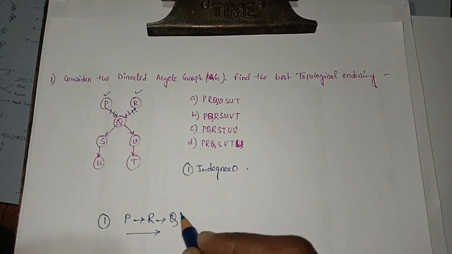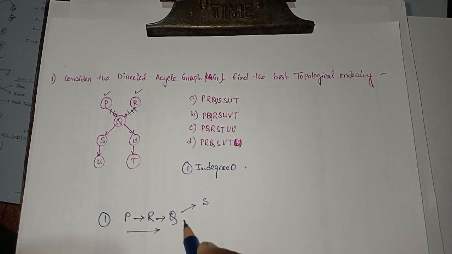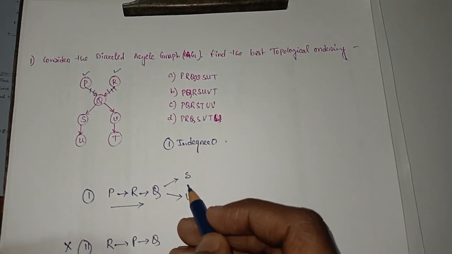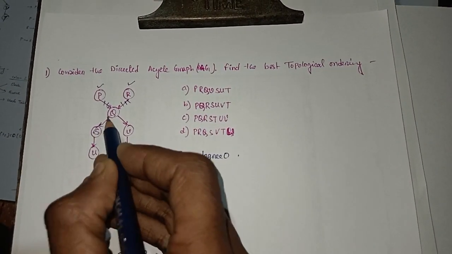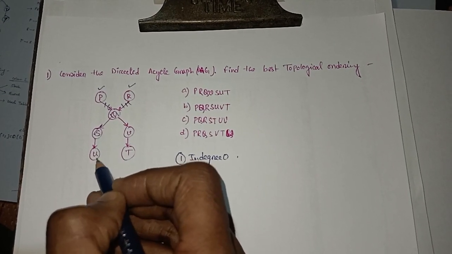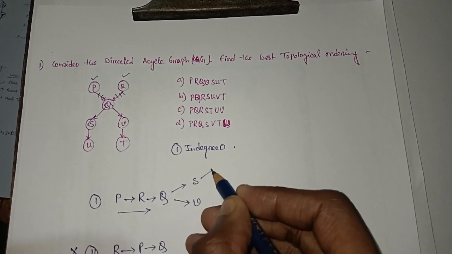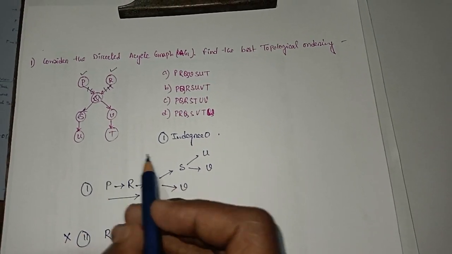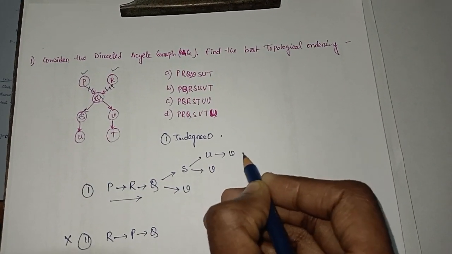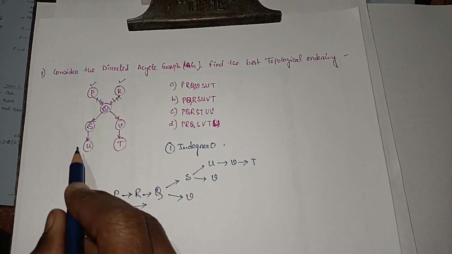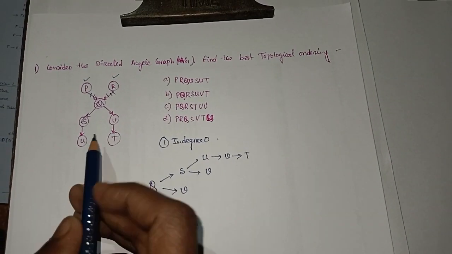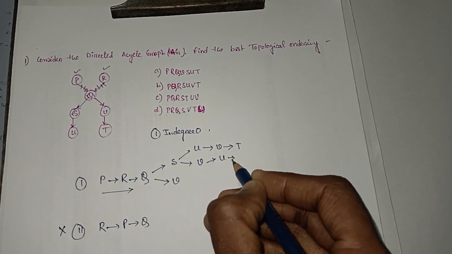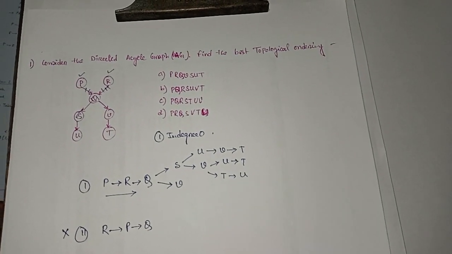If we get PQ, then we have to choose S or V. If we choose S, then U has in-degree 0, and V has in-degree 0, so we have a two choice, U or V. If we choose U, then we have only one path, V and T. If we choose V, then we have two options: choose U first, then T, or choose T first, then U.